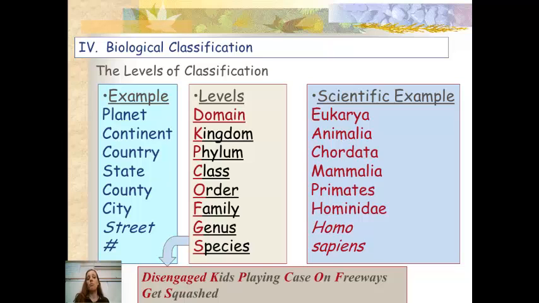This would be a scientific example. The domain is eukarya, meaning that the organism is made out of eukaryote cells, cells that have nucleus. It's in the animal kingdom. It's a chordata. It's a mammal. It's a primate. It's a hominid. It's a Homo sapien, or it's a modern human. So you belong in the eukaryote domain, in the Animalia kingdom, in the Chordata phylum, and the Mammalia class, in the order of primates, in the family of hominids, in the genus Homo, and in the species of sapiens.